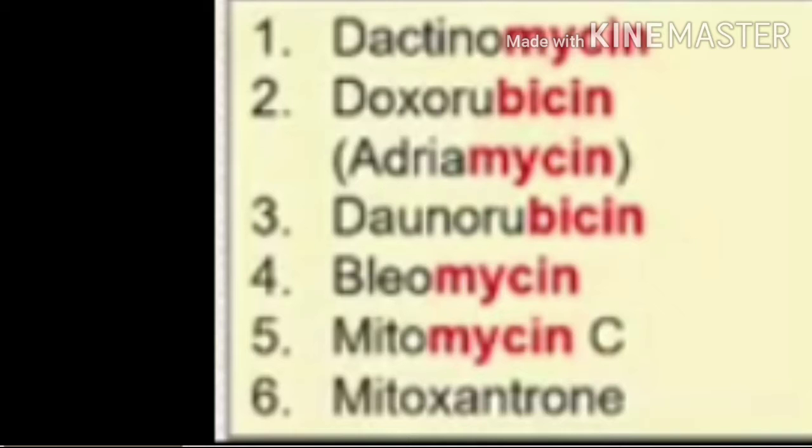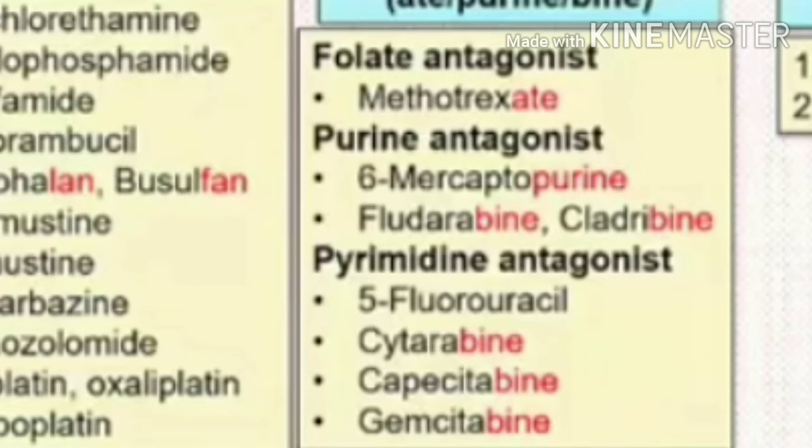Next, we fill up the antimetabolites. We have three categories in this group: the folate antagonist, the purine antagonist, and the pyrimidine antagonist. We observe that most of the antimetabolites end with the letters ATE, or purine, or BINE.